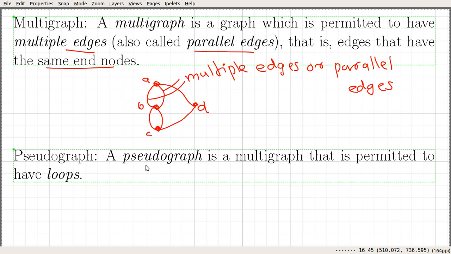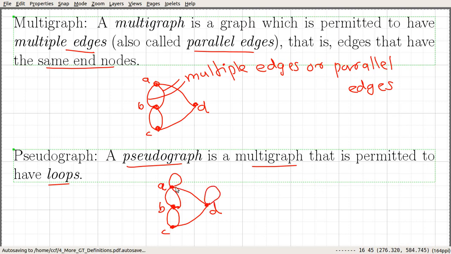Similarly we have what is called a pseudograph. It is a multigraph that is permitted to have loops. Let me give an example. Let me use the same graph as before, and let me label them as A, B, C, D. So this is a multigraph. In a pseudograph we permit loops, which look something like this.